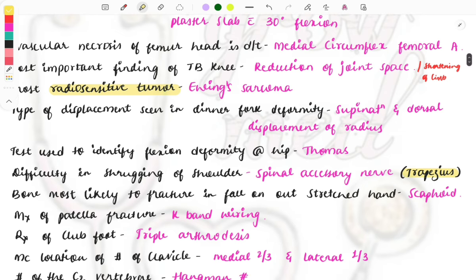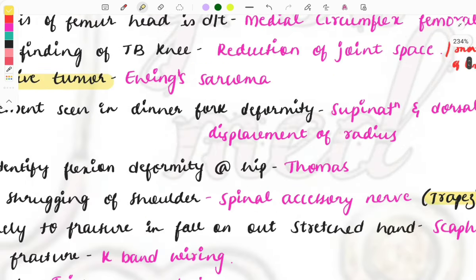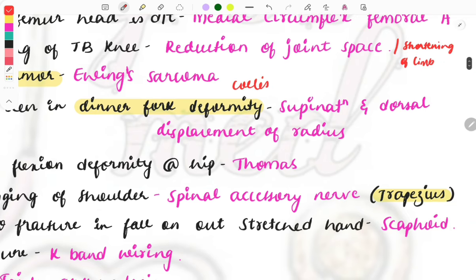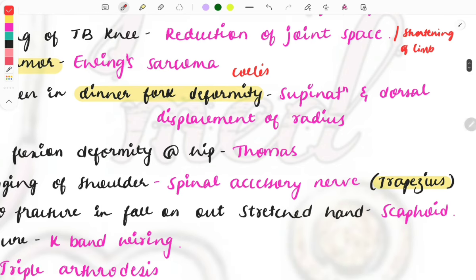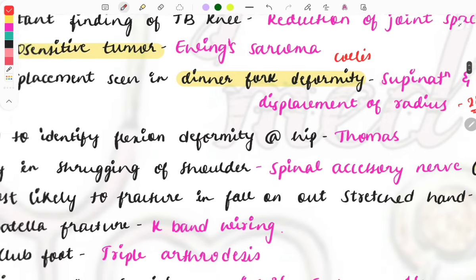Then the type of displacement seen in dinner fork deformity. This deformity is related to the Colles fracture. So whenever you see this, the Colles fracture should come to your mind. In the Colles fracture there will be supination and dorsal displacement of the radius. And do look at the images also, because an image based question can be asked on this.